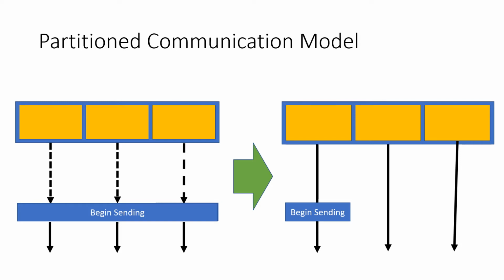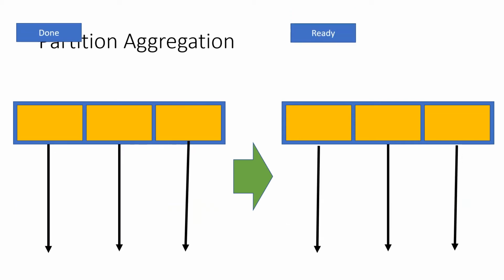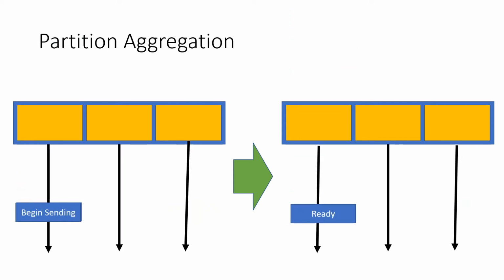A better model is the one shown on the right, where each thread can send their part immediately after they're done completing it. So this still has issues with overhead and a massive increase in the amount of message traffic. So partitioned communication builds upon this.